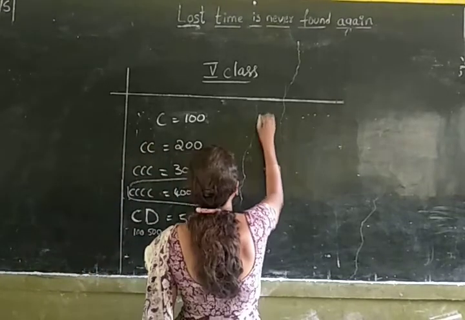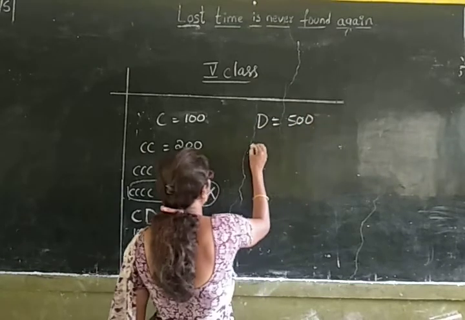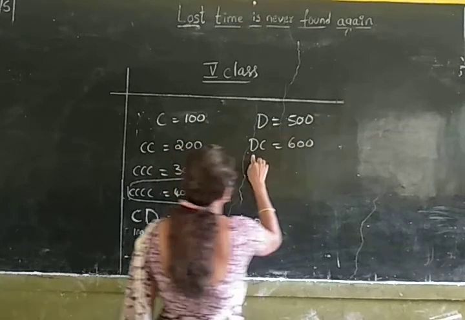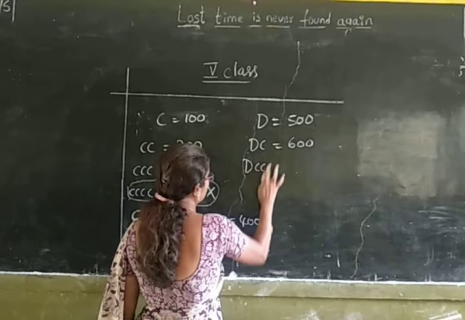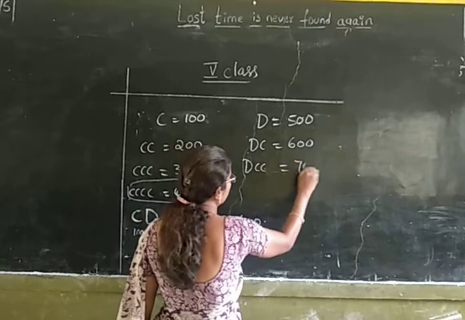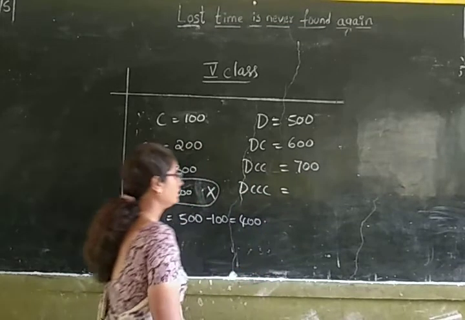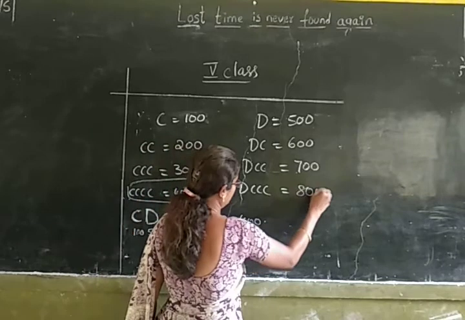Now how can you write 600? You all know that D is 500. You can write 600 as DC. D means 500 plus 100, 600. DCC means 500 plus 200, which is equal to 700. DCCC is equal to 500 plus 300, 800.